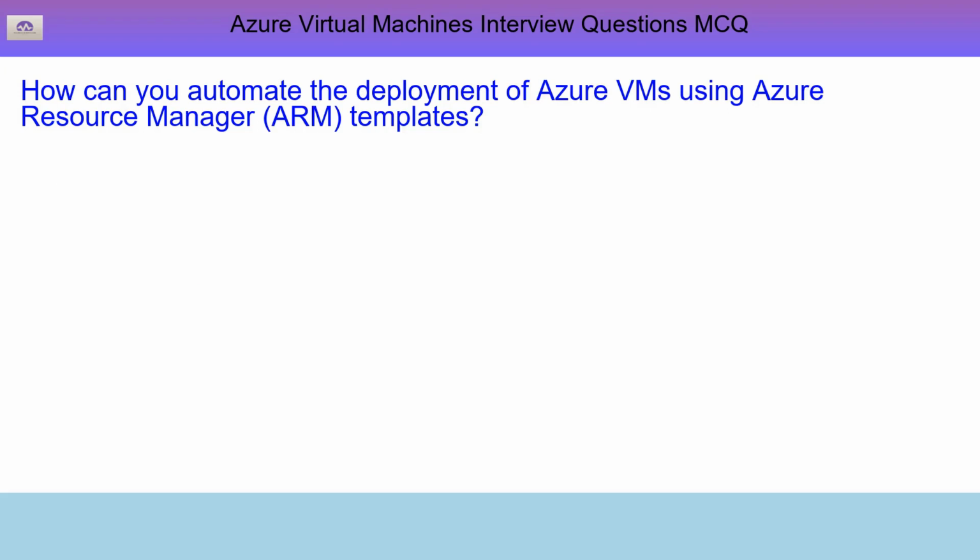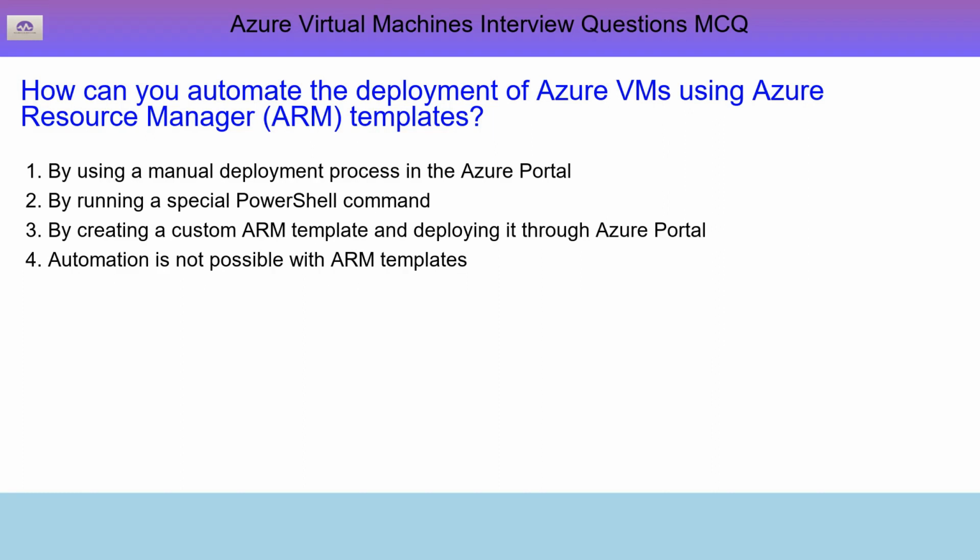How can you automate the deployment of Azure VMs using Azure Resource Manager, ARM, templates? Here are your options. 1. By using a manual deployment process in the Azure portal. 2. By running a special PowerShell command. 3. By creating a custom ARM template and deploying it through Azure portal. 4. Automation is not possible with ARM templates.